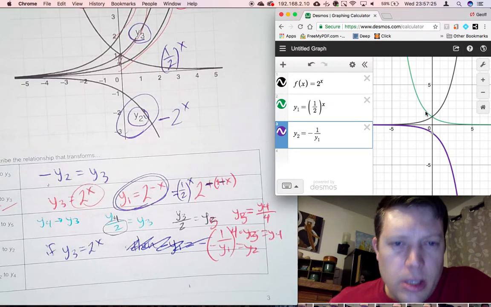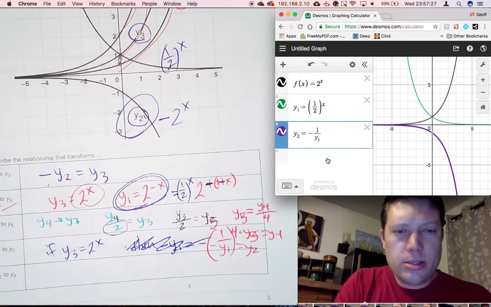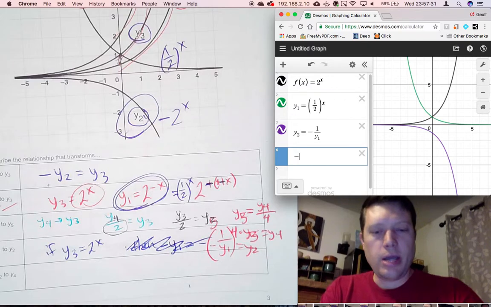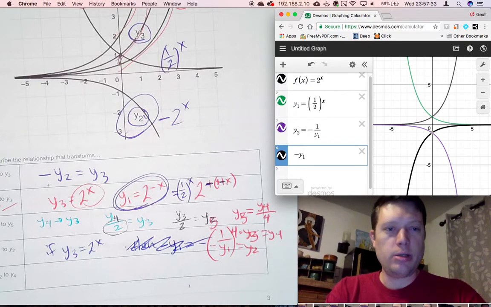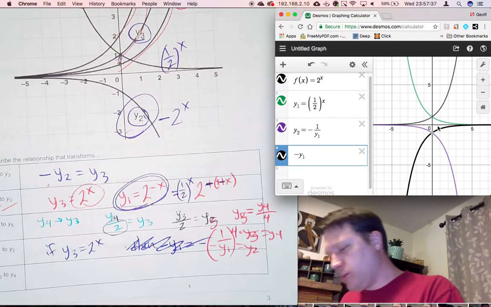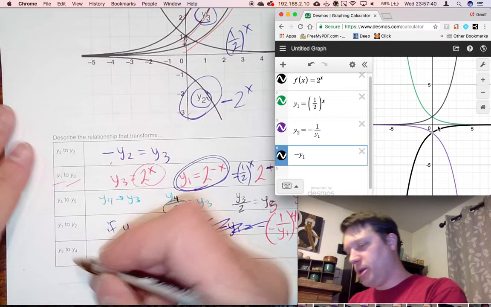Purple is, if I put a, okay, negative y sub 1. There we go. We got a diamond shape in the middle now. That's not what you're supposed to find, but you know what? You know I'm going to say this.